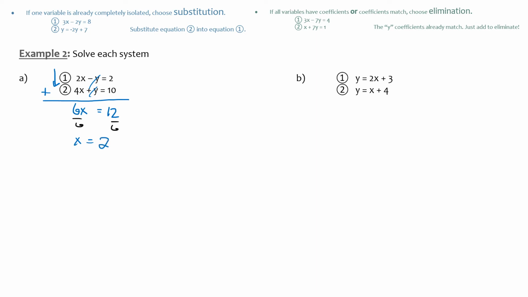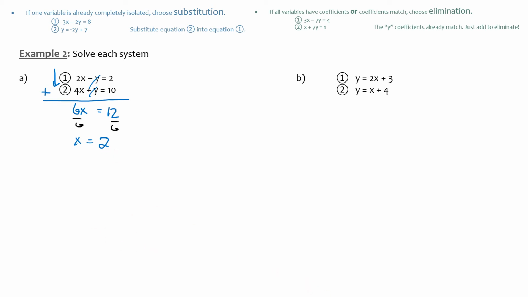That was pretty fast. When you look at the math that we just did, there is not much math. There is not a lot of work shown. Even though sometimes students think elimination is more work, it can be a little more complicated when you're multiplying equations by 2 or by 3. But if they already match, it's really fast. So I have x equals 2, but I don't know what y is yet.